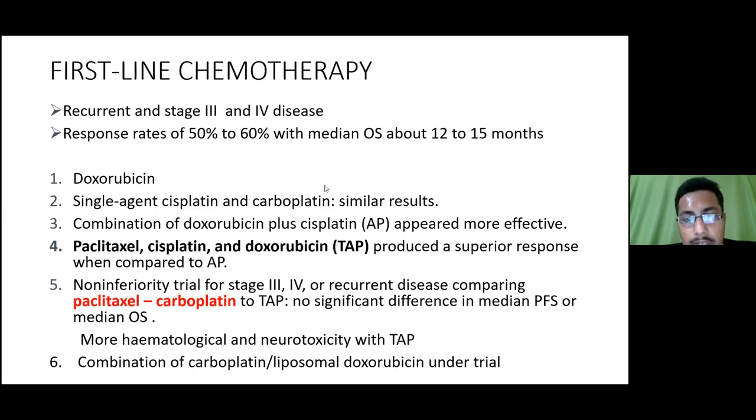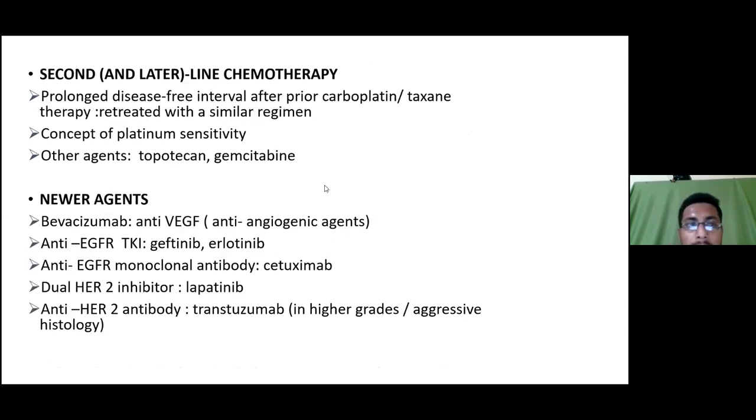And a non-inferiority trial for stage 3, stage 4 and recurrent disease, comparing paclitaxel carboplatin to TAP, showed that there is no significant difference in the median progression-free survival and the median overall survival. And there is more hematological toxicity and neurotoxicity with the TAP regimen. The combination of carboplatin and liposomal doxorubicin is still under trial, and we are awaiting some of the results.